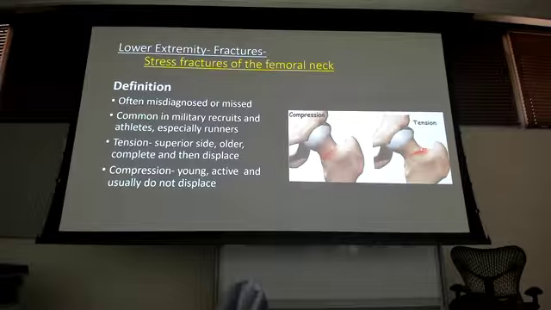But what we want to consider is whether it's tension or compression sided, because that changes our management for these patients. Tension would be considered the superior side, so you can see the fracture line in that picture, and it's not completely fractured. Anything on the tension side runs a risk of completely fracturing and displacing, so those are going to be managed a little bit more aggressively versus the compression side.